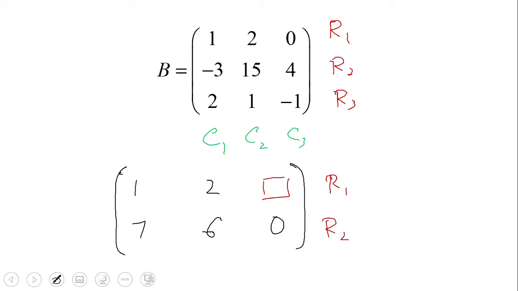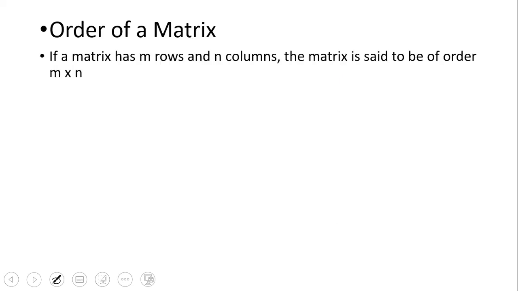There shouldn't be any empty space, or in other words, as I told you, all the rows must have the same number of elements and all the columns must also have the same number of elements. So if we write here any number, let's say 4, now this becomes a valid matrix because both rows have 3 elements and all the columns have 2 elements. So now it is a valid matrix.